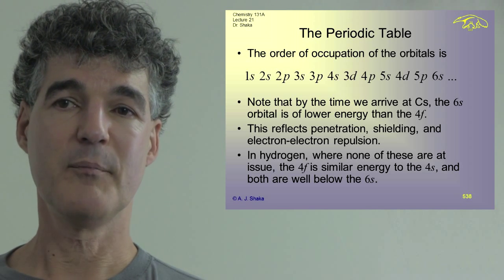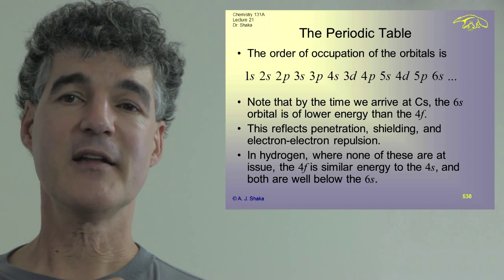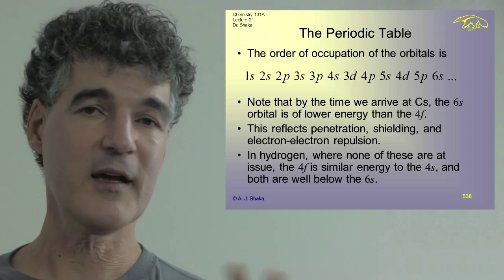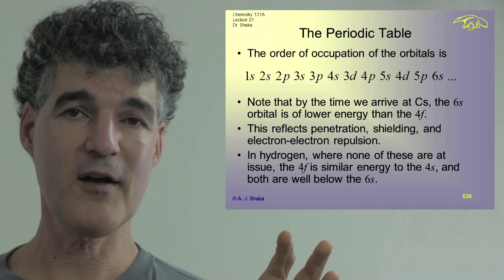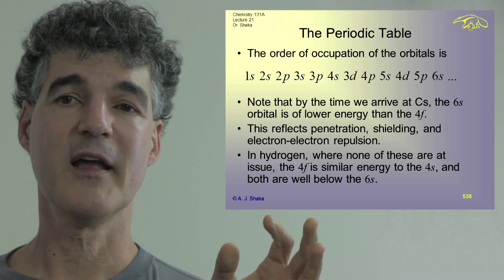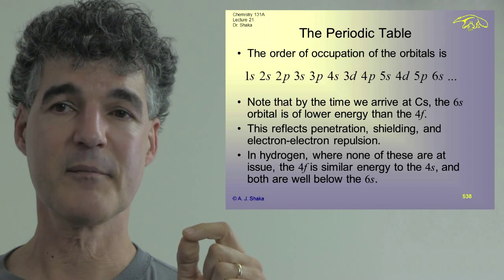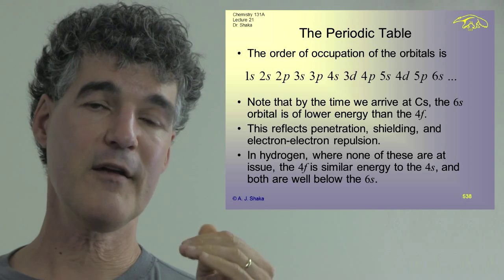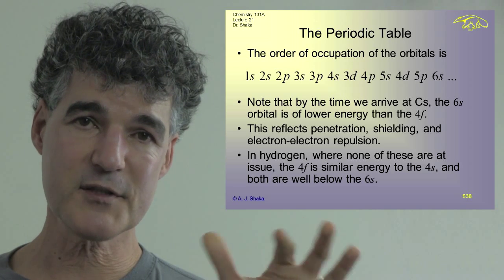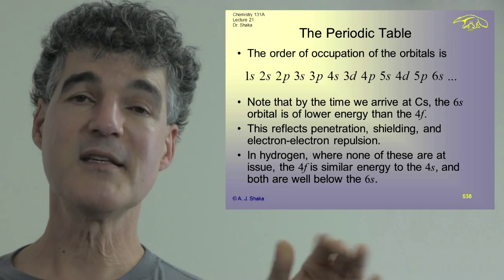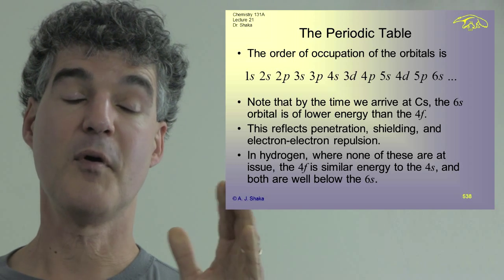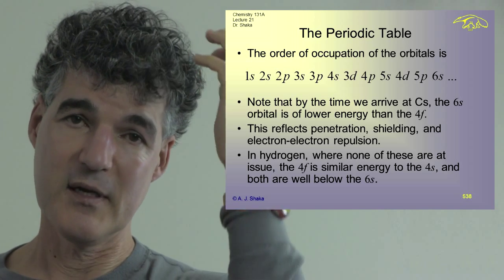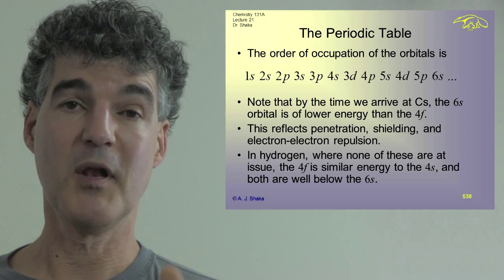They're that far apart. And that really has to do with the penetration, shielding, and the electron-electron repulsion in these systems that have a lot of electrons. They're just different, and we have to look at them differently. In hydrogen, where you don't have any of these issues, 4f has very, very similar energy to 4s. There's always small effects, but basically they're degenerate, and they're both well below 6s. There's no confusing that. But by the time you get to cesium, where you actually want to fill 6s, it's below 4f.